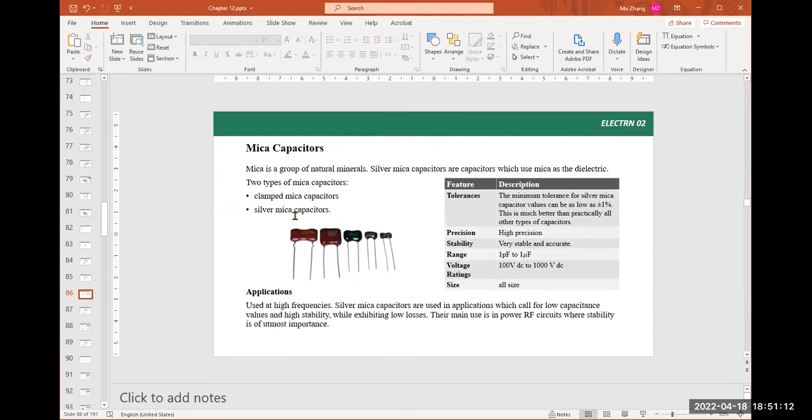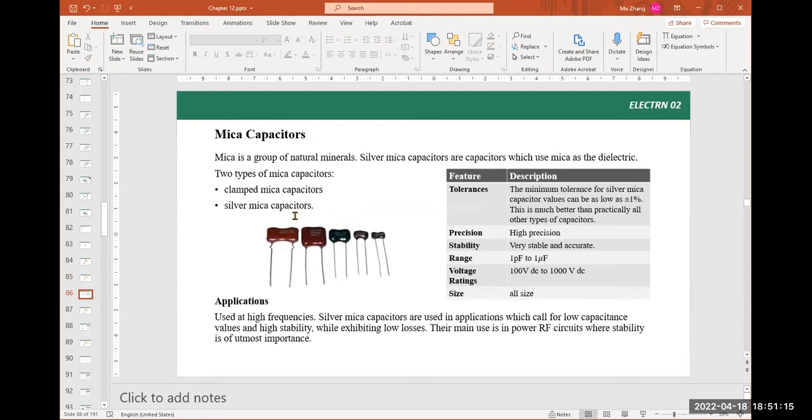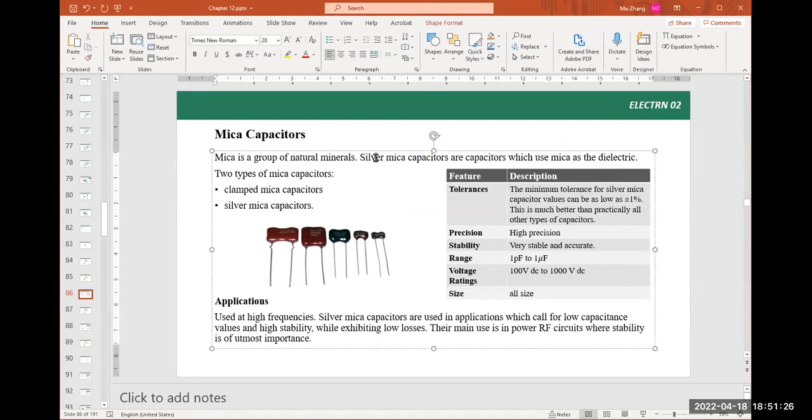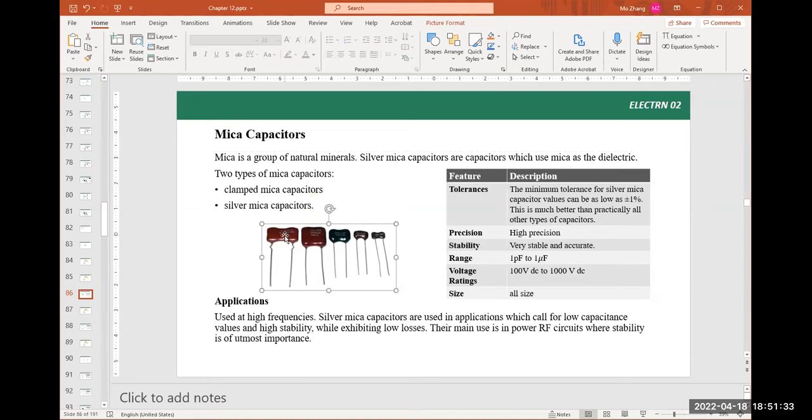Okay, so this page shows mica capacitors. Mica is just a group of natural minerals, such as silver. Silver is one kind of mineral in this case. Silver mica capacitors and some other kinds of mica capacitors. They are inexpensive. Last year, I bought a box of about 500 mica capacitors. It's barely $10. And our classroom has plenty of mica capacitors.